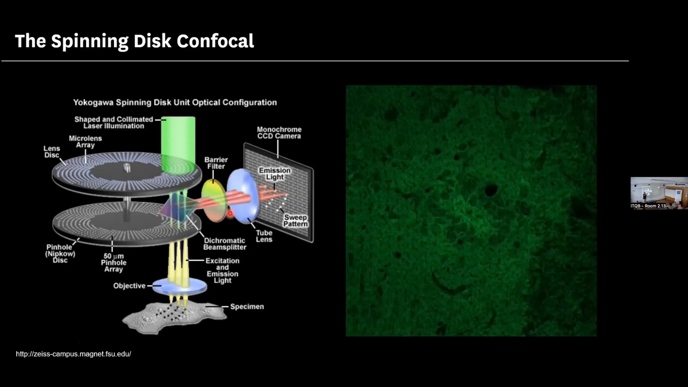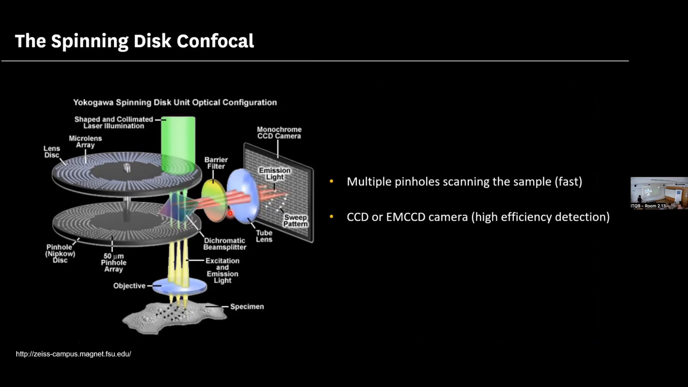this means that there will be fewer chances of the fluorophore being in an excited state and fewer chances of being photobleached. So the spinning disk confocal microscope is very, very fast and photobleaches less. It's ideal for live imaging with optical sectioning.